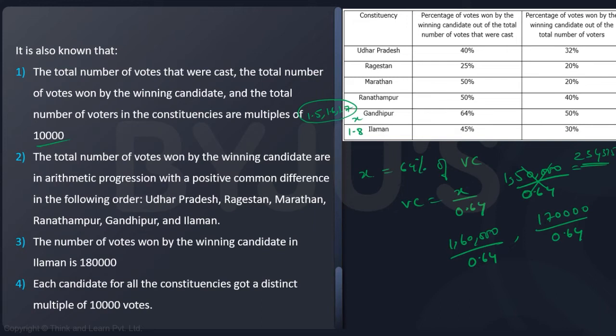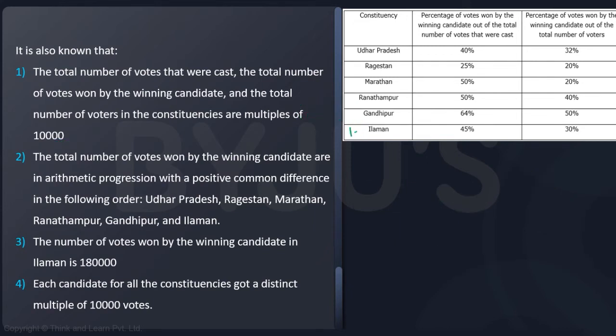Similarly, if you look at 1,70,000 divided by 0.64, you will see that this value is 265,625, which is not possible. So the only possibility is 1,60,000 divided by 0.64, which is 2.5 lakhs, a multiple of 10,000. Hence, you will start writing what is happening. This is 1.8 lakhs, this is 1.6 lakhs. So the common difference is 20,000. Then 1.4 lakhs, 1.2 lakhs, 1 lakh, and 0.8, that is 80,000.